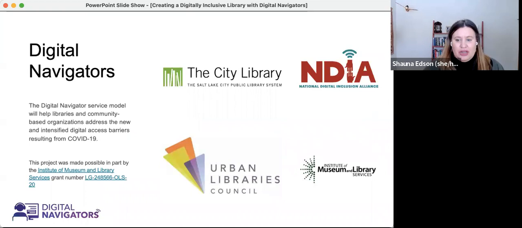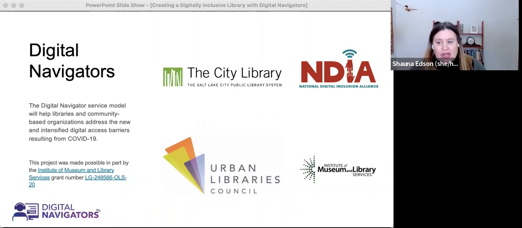So the foundational digital equity work the City Library had been doing put us in a good position to explore new digital equity models at that time. So in collaboration with the NDIA and the Urban Library Council, the City Library was awarded a grant to help develop the Digital Navigator model and pilot project. We started working on the model in April of 2020, and the grant started in October of that year and ended in September 2021. So direct service ran from December 2020 to July of 2021. We only had 8 months of direct service for this pilot project.